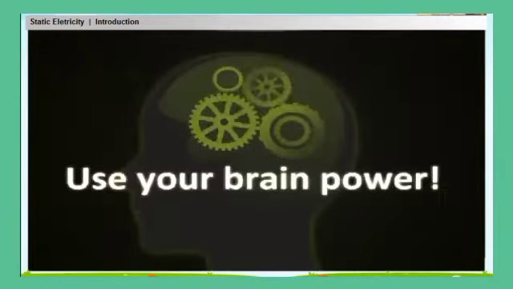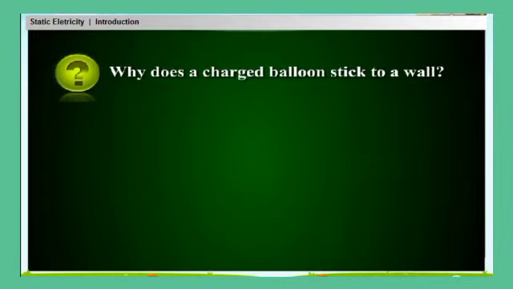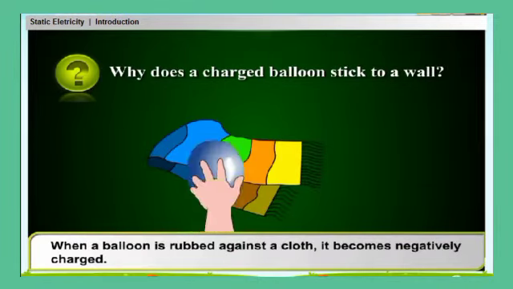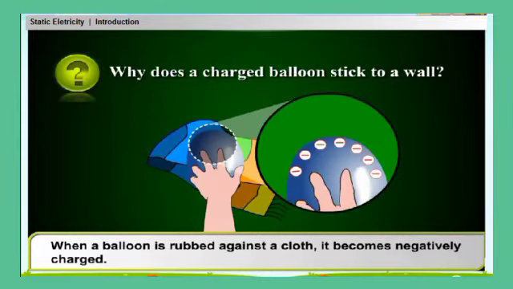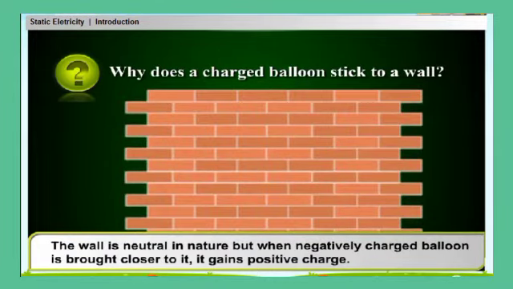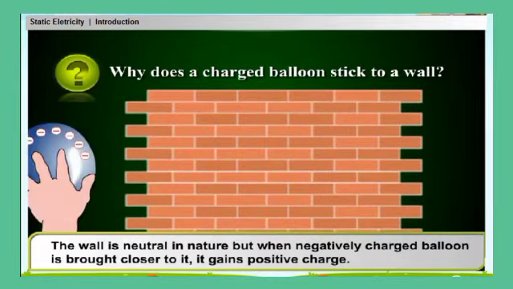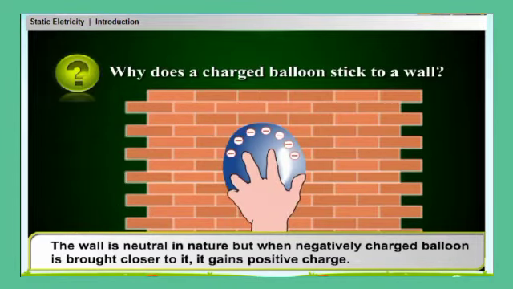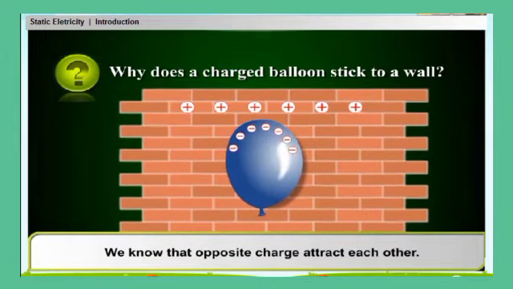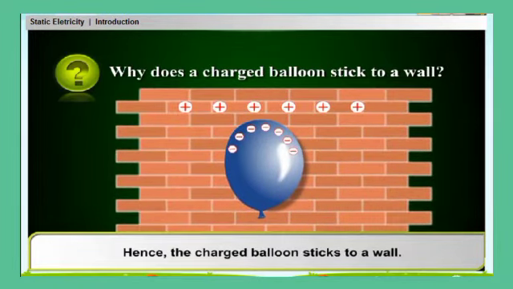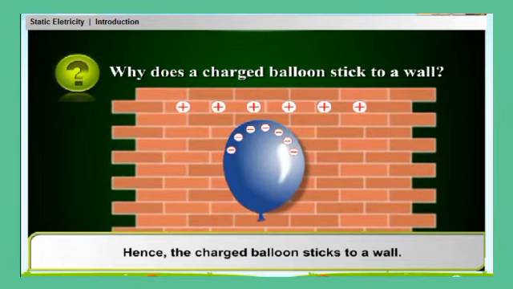Use your brain power. Why does a charged balloon stick to a wall? When a balloon is rubbed against a cloth, it becomes negatively charged. The wall is neutral in nature, but when a negatively charged balloon is brought closer to it, it gains positive charge. We know that opposite charges attract each other. Hence, the charged balloon sticks to a wall.